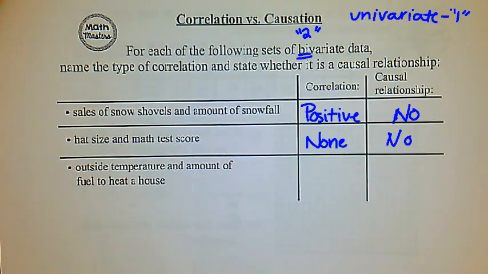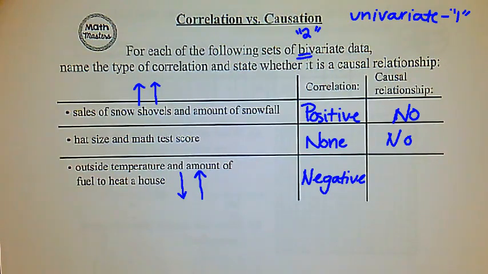An outside temperature and the amount of fuel to heat a house. So that would definitely be a negative correlation, right? Because as the temperature goes down, the heat goes up. So if we want to talk about this, the amount of sales for snow shovels goes up, the amount of snowfall would probably be going up as well. So when they're opposite ways, it's going to be negative.